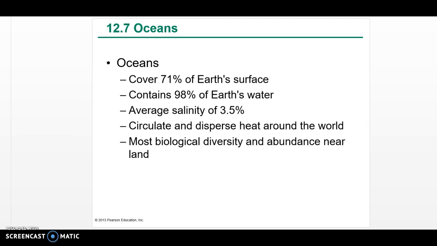Oceans cover 71% of the Earth's surface, they contain 98% of the Earth's water, and the average salinity is 3.5%. That's really important for you to remember, because that salinity is what drives these ocean belts that regulate our climate and temperatures, our local weather and our climate. These oceans circulate and disperse heat around the world.